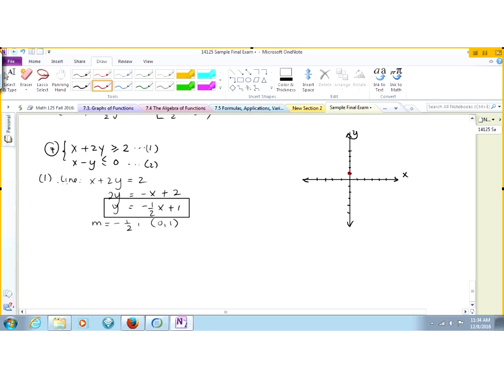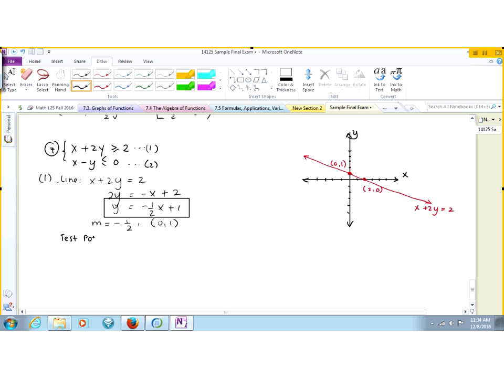Okay, so let's start with 0, 1, and then what do I do? Go down 1, go to the right 2. Yes. So solid, right? Is it solid or dash? Solid. So this is 2, 0 and 0, 1. This is x plus 2y equals 2.